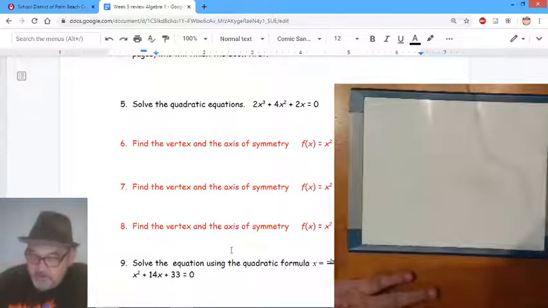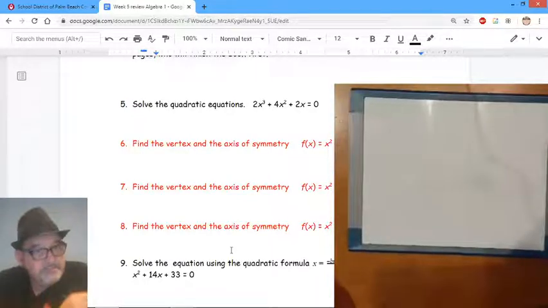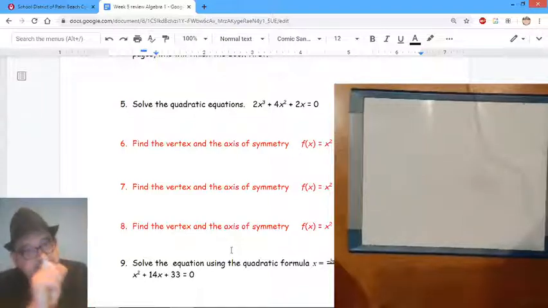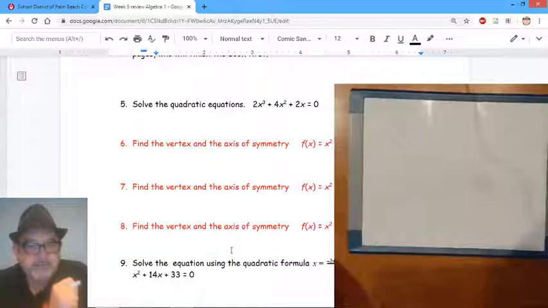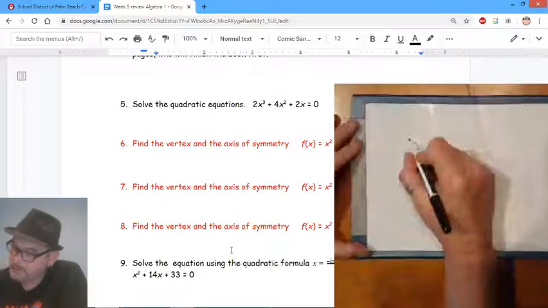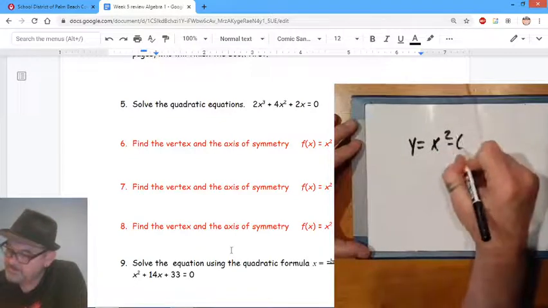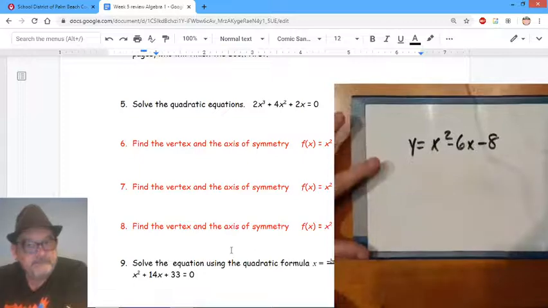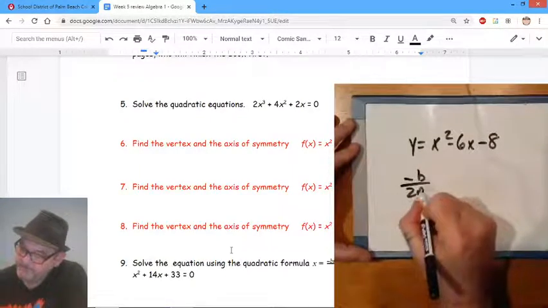Bonus, which is I'm sure why you guys are all here. Get that extra credit points. Here's what I'm going to do. I'm going to do number 6. You guys have to do 7 and 8. So find the vertex. This was from yesterday's video. The vertex and the axis of symmetry. So we have this. Y equals, this is number 6, x squared minus 6x minus 8. In order to find what x equals, negative b divided by 2a.